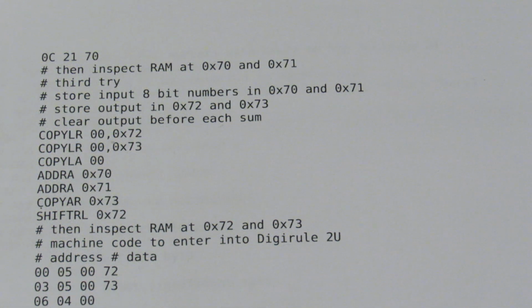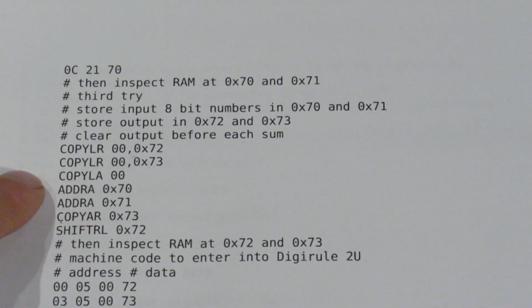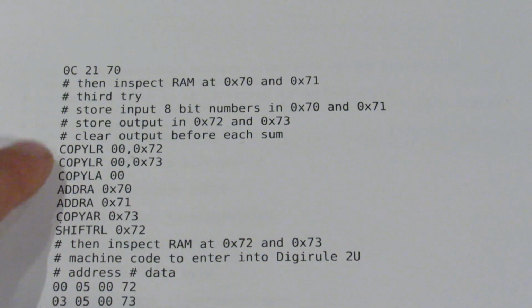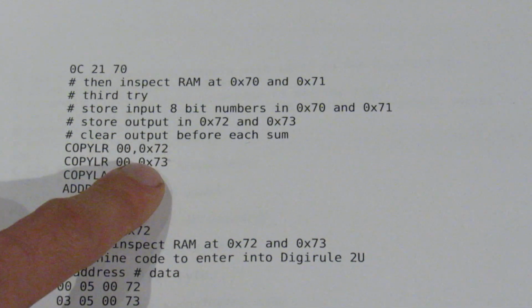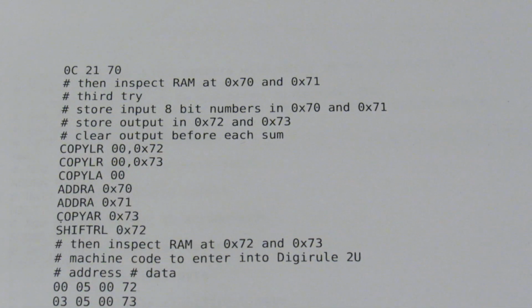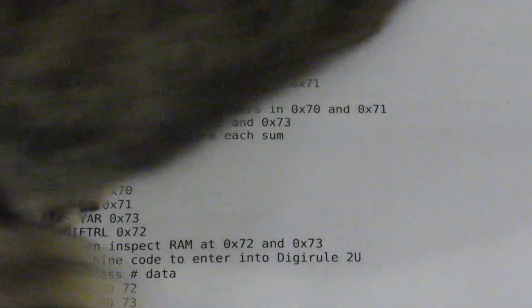I make sure to clear the output before each sum because you might imagine you run this program many different times to add different numbers, like John Malkovich getting excited and having a seizure in the SNL clip where he's so excited about getting a calculator for Christmas. So to clear those two bytes where the sum is stored, I use copylr, copy literal to RAM 00 to 0x72. To again initialize that location in RAM, copy literal to RAM 00.